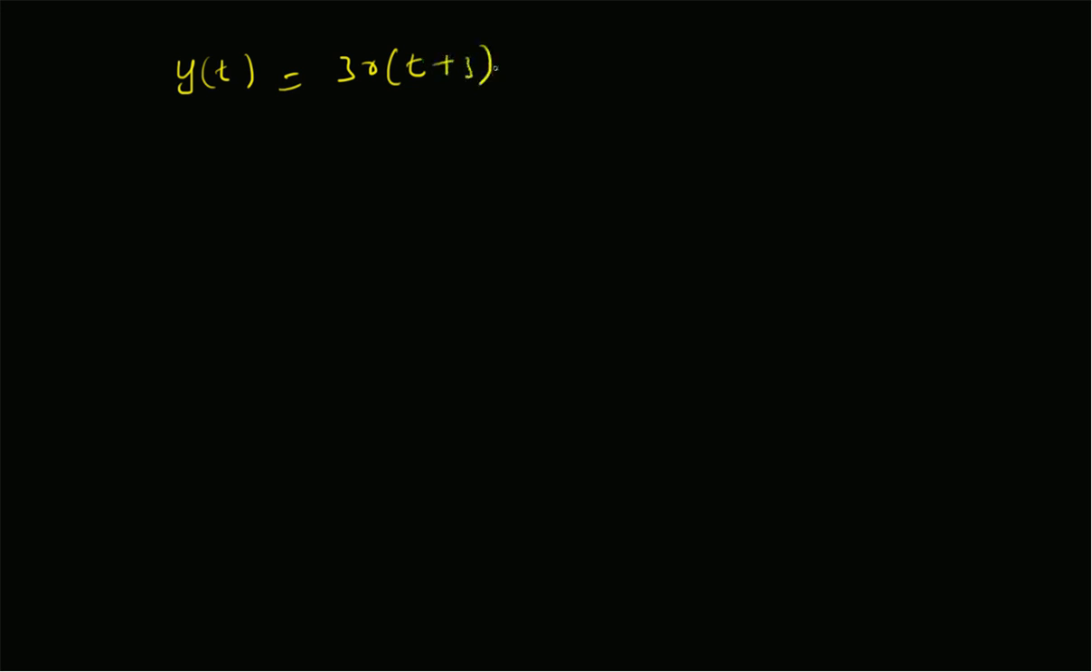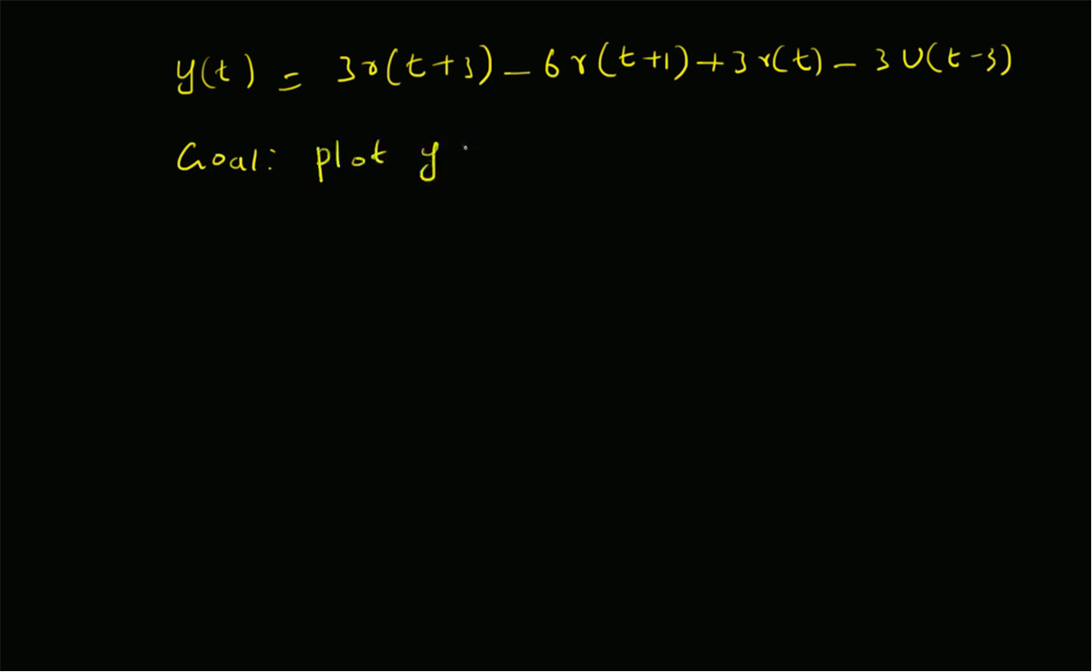of t plus 3, that is the ramp signal t starting at minus 3 and with a slope 3, and then minus 6 into r of t plus 1, that is a ramp signal advanced by 1 and slope equal to minus 6, and then 3 times r of t, so a ramp signal whose slope is increased to 3, and finally minus 3 times u of t minus 3, that is finally we subtract a delayed unit step signal multiplied by minus 3. So the goal is to plot this signal, plot y of t using MATLAB.